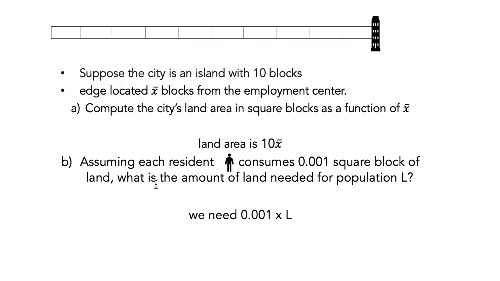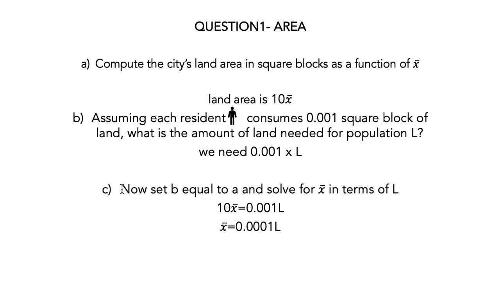Now, assume each resident consumes 0.001 square block of land. What is the amount of land that we need for a population size L? We will need 0.001 times the population, knowing that each person consumes this much land. Now, the next question says, set B equal to A, because this is the land area, and this is how much the total population needs in terms of land. And now we can solve how much X bar is in terms of the population.